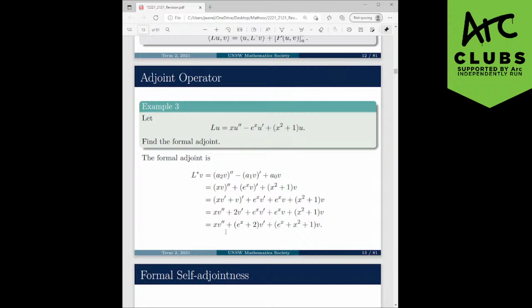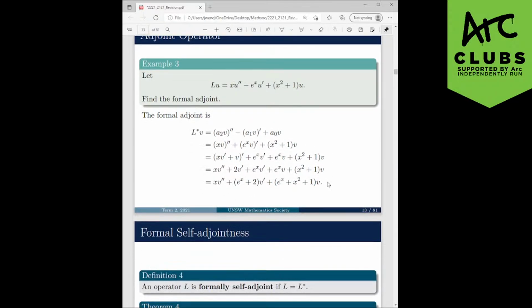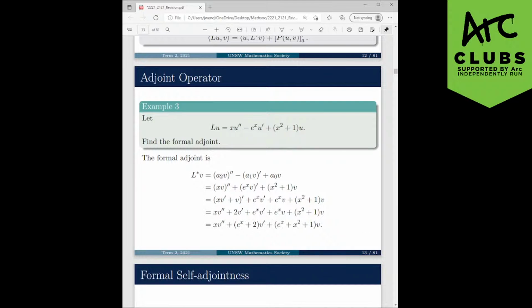And then do a little gathering. Gather those v dashes together and gather those v's together. And you have the formal adjoint. Looks pretty fancy. Do gather it finally into those v dash dash, v dash, and v terms. Don't leave them out separately.